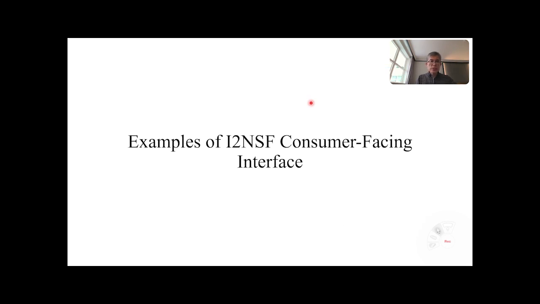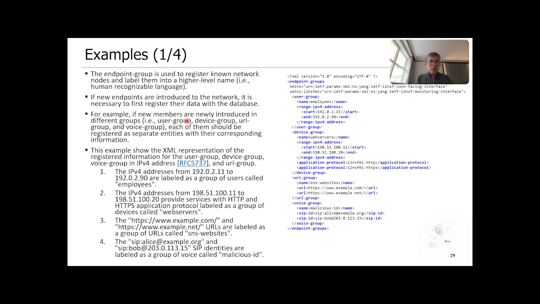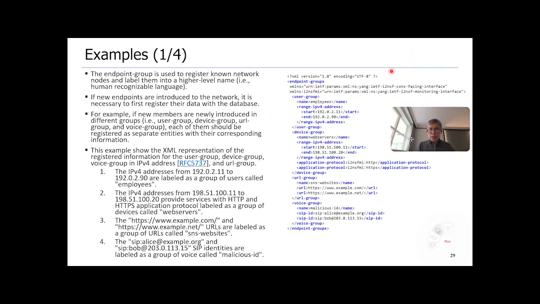So let's take a look at examples of the I2NSF consumer-facing interface. The first example is registration of an endpoint group, as this YANG tree shows. This XML document is used to register endpoint information. The endpoint information includes user group, device group, URL group, and voice group. Basically, we want to register employees.